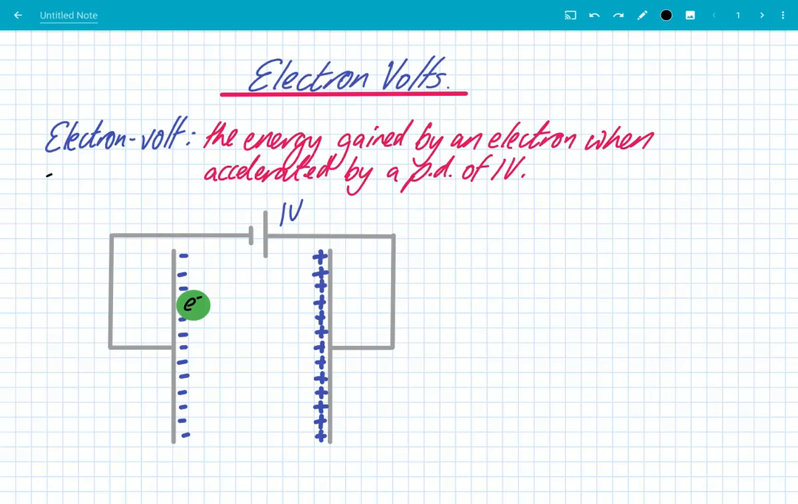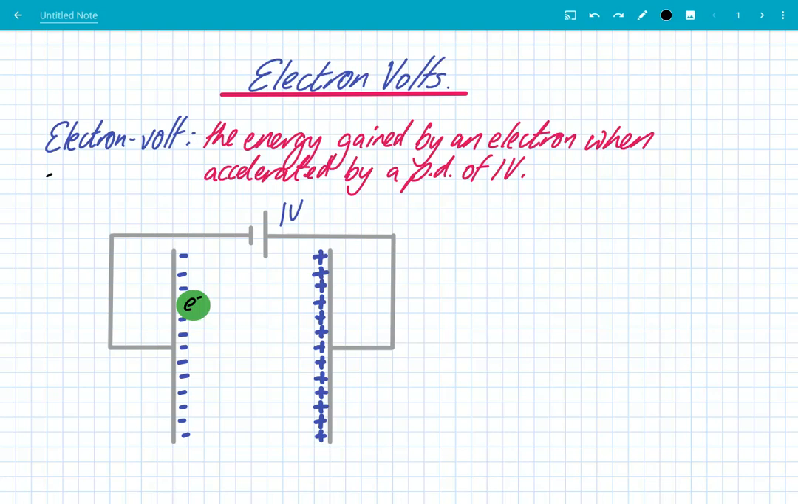I'm going to look at electron volts. Electron volts are a very small unit of energy, and it's particularly useful when we're looking at particles because they only have very small quantities of energy compared to macroscopic objects that we have in our everyday lives. So we use it when joules just aren't appropriate.